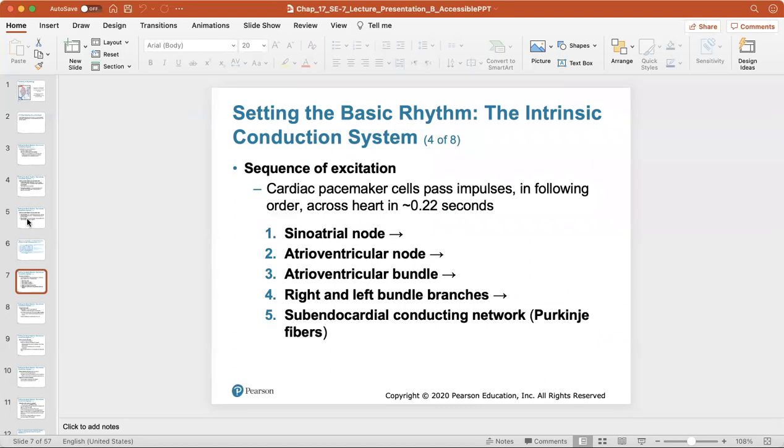The sequence of excitation: the cardiac pacemaker cells pass impulses in the following order across the heart in about 0.2 seconds. And you should know this order. They start in the sinoatrial node, and we'll talk about where that is located in the heart. Then the electrical impulses travel to the atrioventricular node, to the atrioventricular bundle, to the right and left bundle branches, and then to the Purkinje fibers. And again, this is just the sequence of excitation of these cardiac muscle cells.